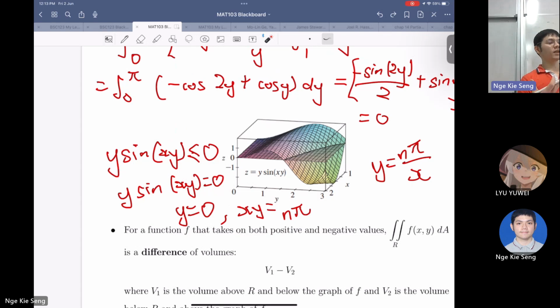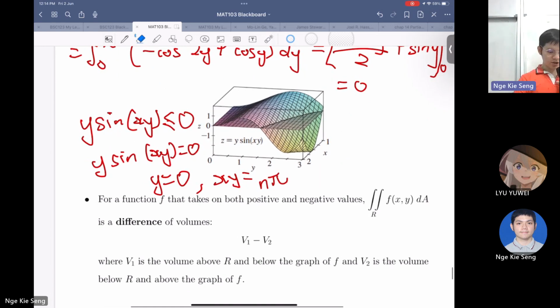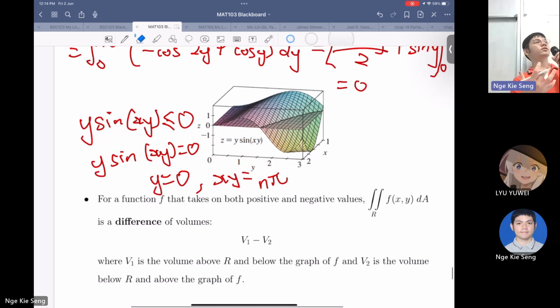Then you need to determine from this boundary here, which points are positive and which points are negative. I believe this is not an easy job for a general function, but you need to do this work if you want to determine where the double integral has positive or negative value.